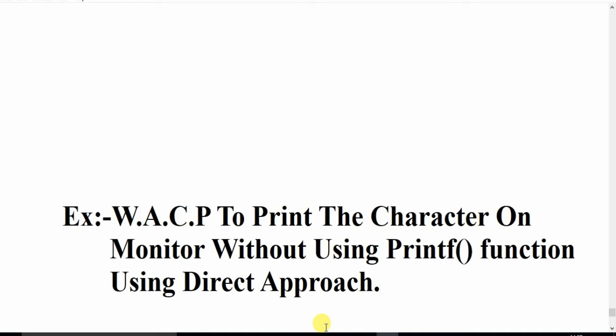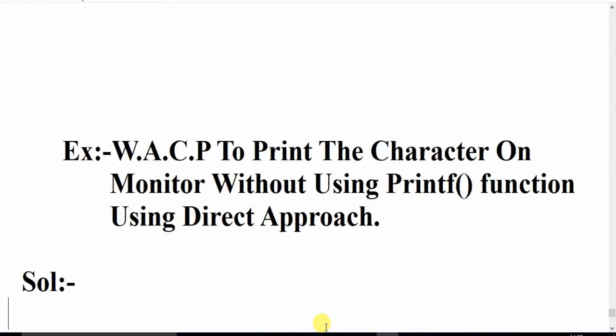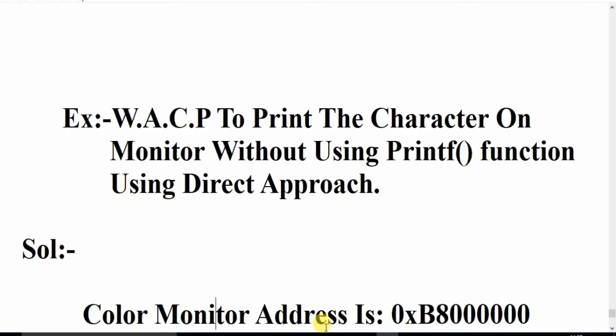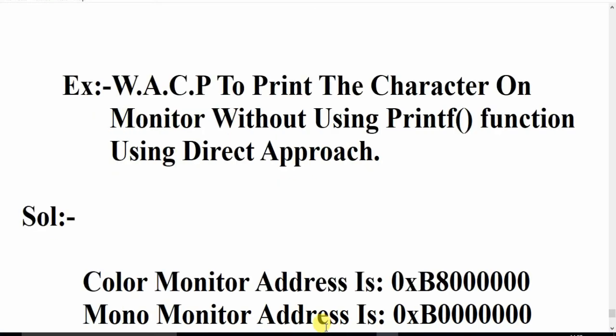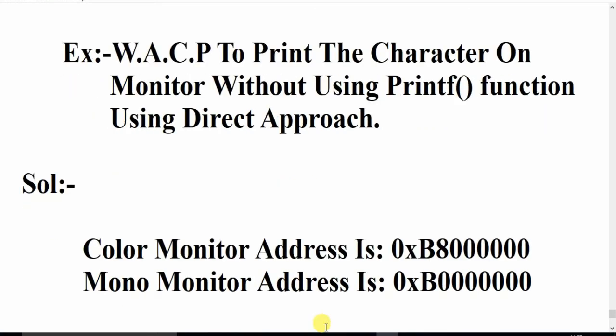If you want to know the address of the monitor, the color monitor address is 0xb860 here, and the mono monitor, nothing but the black and white monitor, address is 0xb70 here. Now if you want to store the address of this color or mono monitor, we require some pointer here.